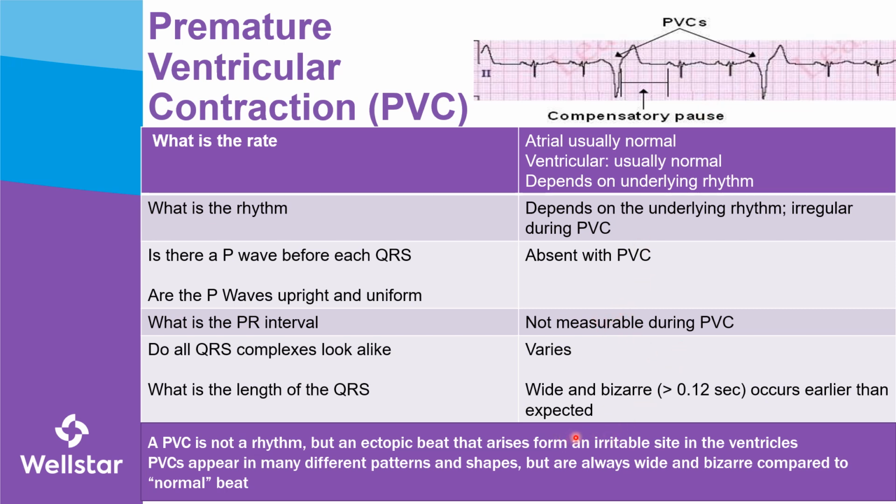What is the length of the QRS? Wide and bizarre. So this PVC is wide and bizarre. It's going to be greater than 0.12 seconds. However, the other ones look pretty normal. A PVC is not a rhythm, but an ectopic beat that arises from an irritable site in the ventricles. PVCs appear in many different patterns and shapes, but are always wide and bizarre compared to a normal beat.